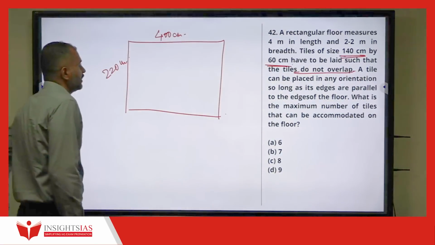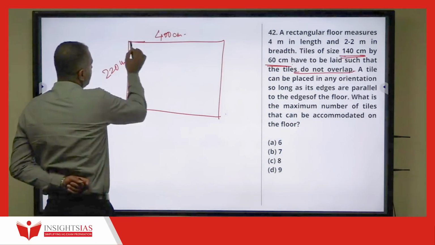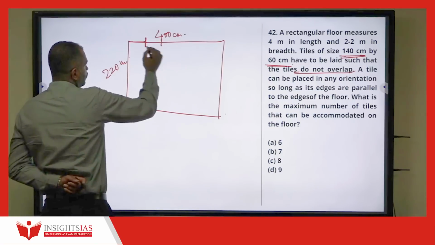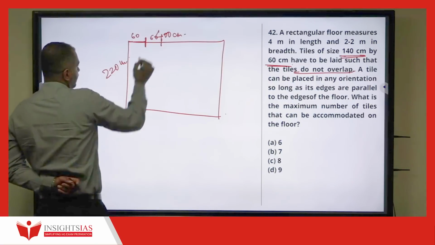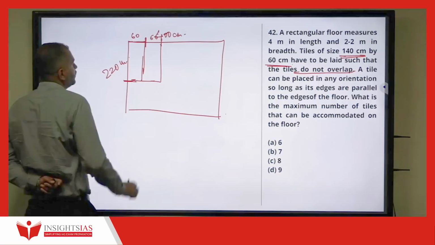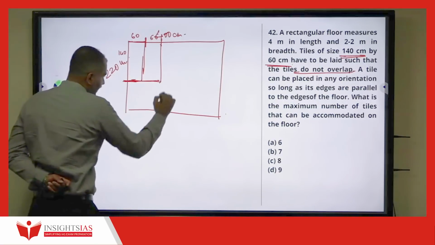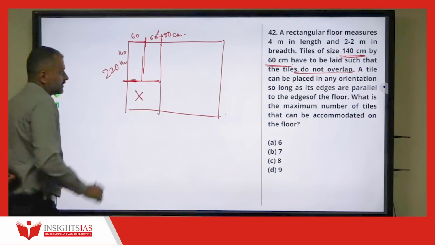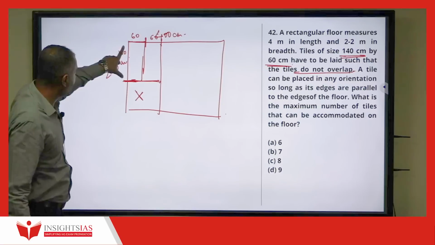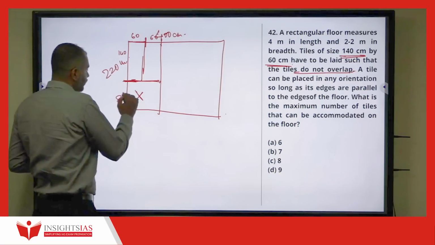Now look here, how I will place these things. 60, 60, 2 tiles like this. So the length will be like this, isn't it? 140 here, 140 consumed totally. In this remaining area, I cannot place any of the tiles, because I would need 140 more. Here already 140 occupied out of 220, so the remaining here is only 80. So you cannot place any tiles here.